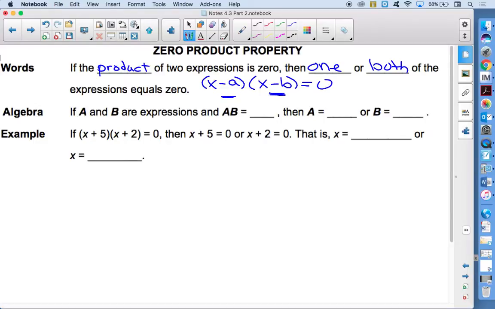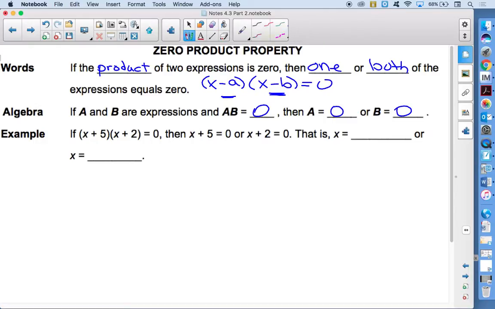I can't take negative 10 times negative 2 and ever equal 0. So with multiplying, one value must be 0 in order to get a product of 0 or a solution of 0. So that's what the zero product property says. So in algebra terms, if I have two expressions, a and b, and a times b is equal to 0, then my first expression could be 0, or my second expression could be 0.